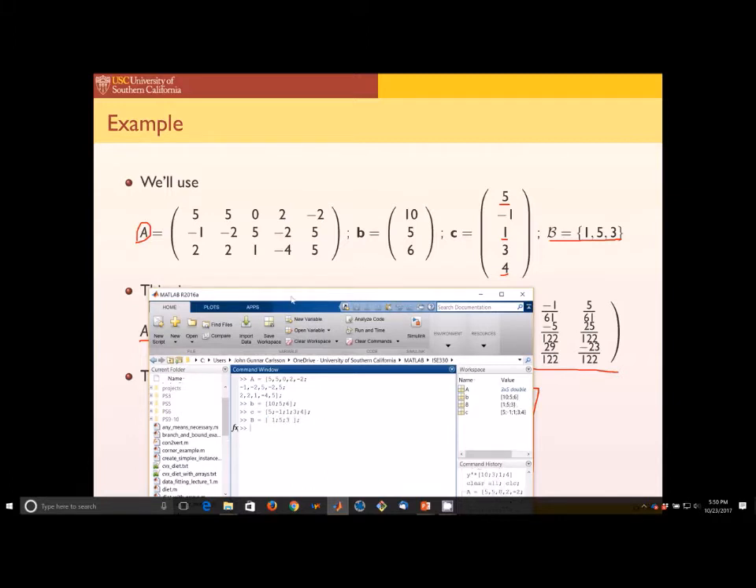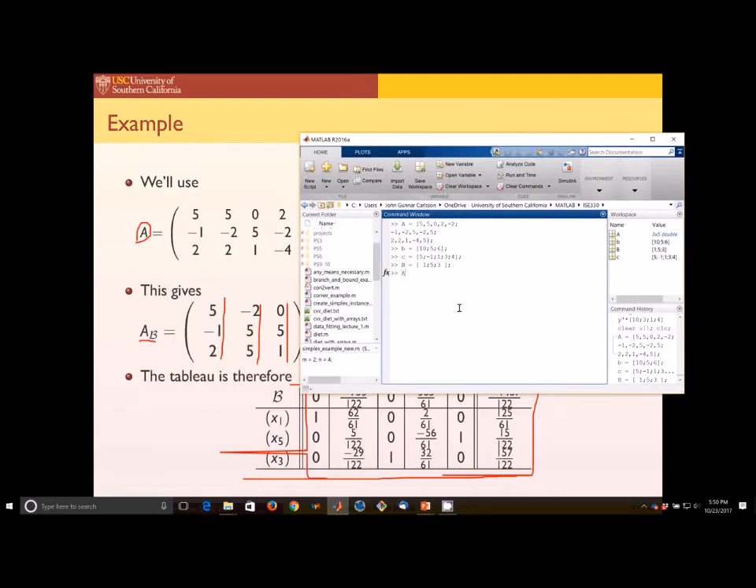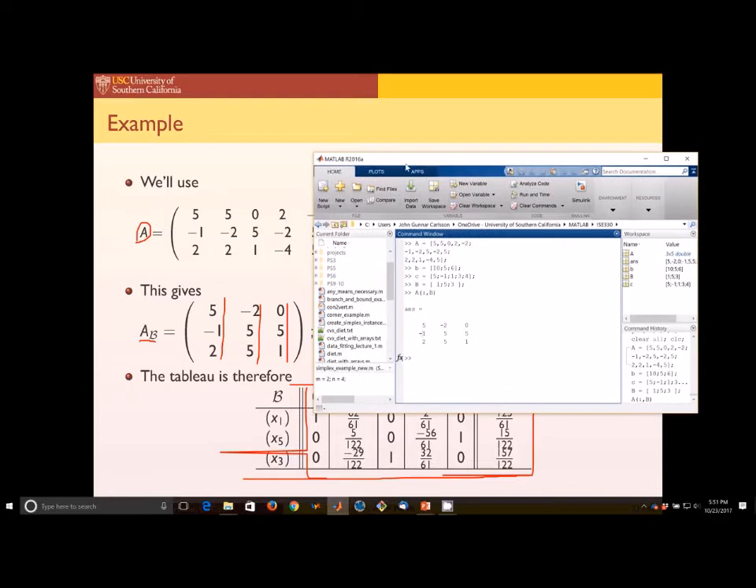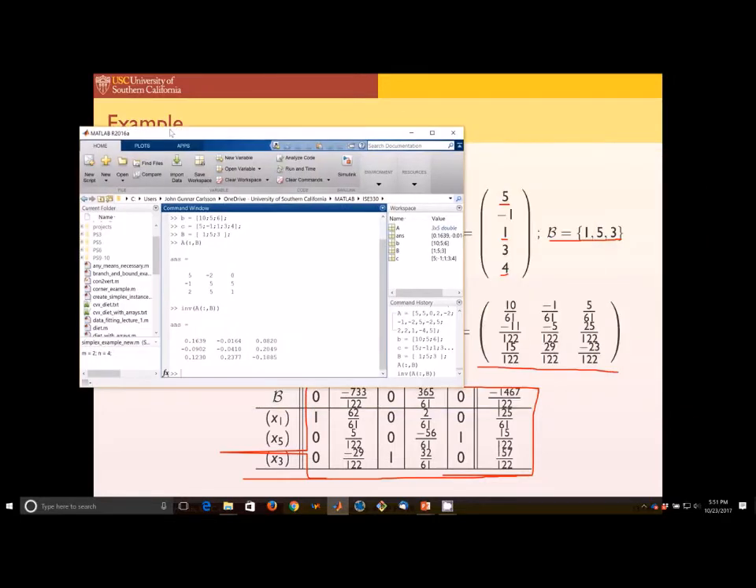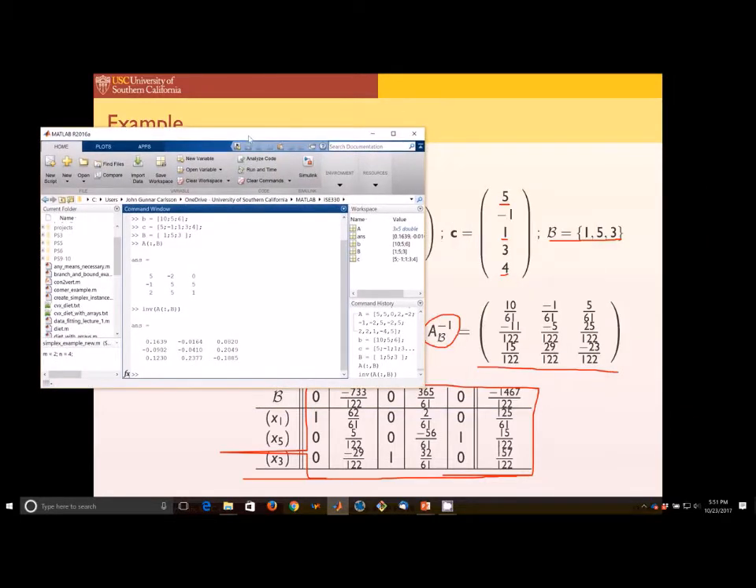So A sub B, the way you'd write that in MATLAB is you'd write A and then a colon and a comma and then capital B. Okay, and that gives me this thing here. This matrix is exactly A sub B from my slide, which you can see there. And similarly, to take an inverse, you do inverse of A sub B, and you get this crazy thing here, which turns out to actually be the same values as A_B inverse, which you can verify.